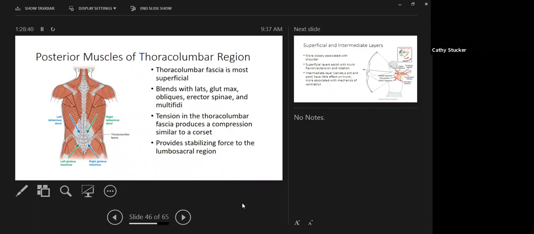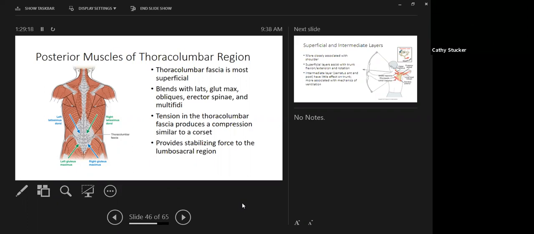Just another note about the thoracolumbar fascia. It's the most superficial on the back. All those muscles blend with the thoracolumbar fascia. It's amazing. It provides coordination among those superficial muscles, the lats, the glute max, erector spinae, the abdominal muscles, and the multifidi. When the muscles tighten, so when there is good tone in the muscles, they actually provide kind of that corset support through the trunk.